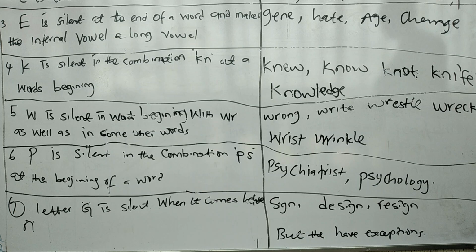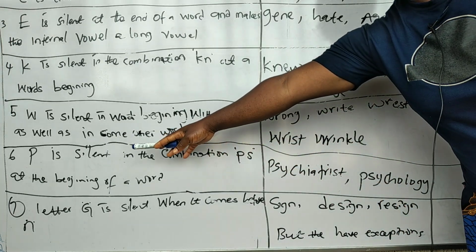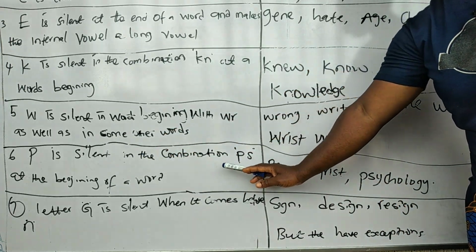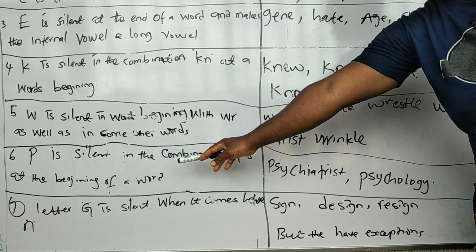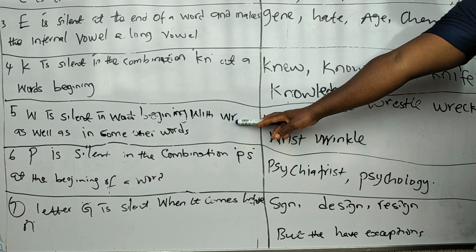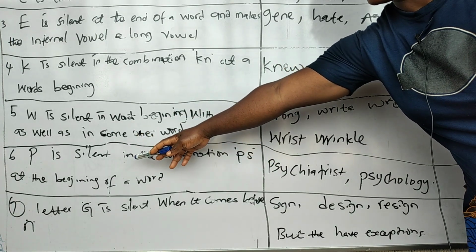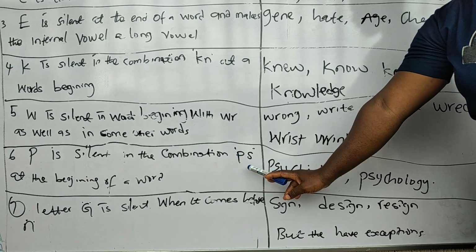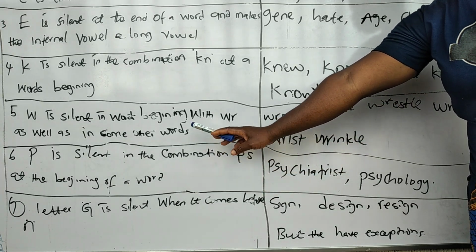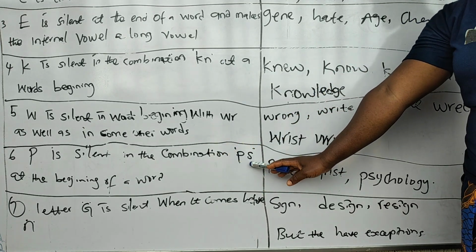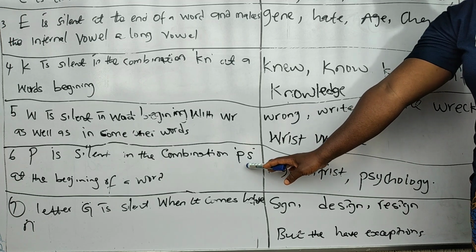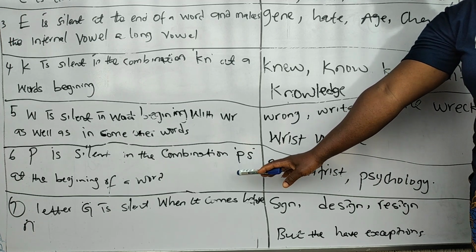Now rule number 6 says P is silent in the combination of PS at the beginning of a word, just like we have WR. P is silent in the combination of PS at the beginning of a word. When PS begins a word, the P is usually silent. That is what this law is saying.